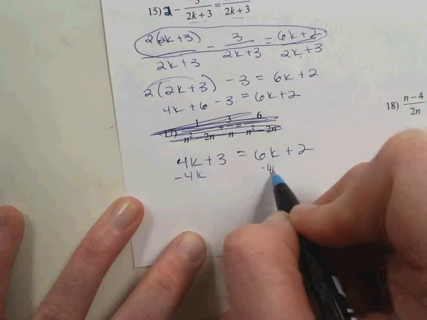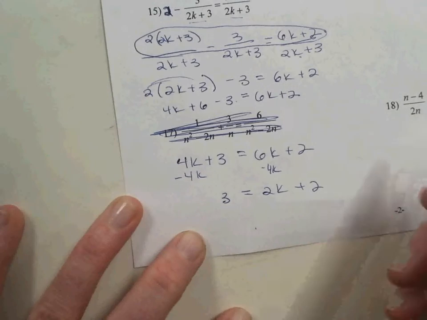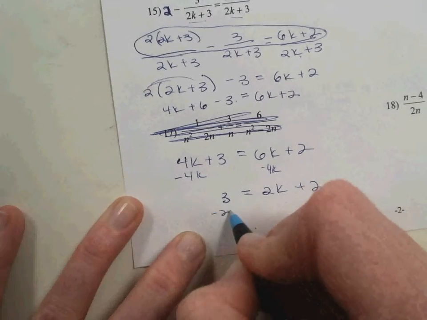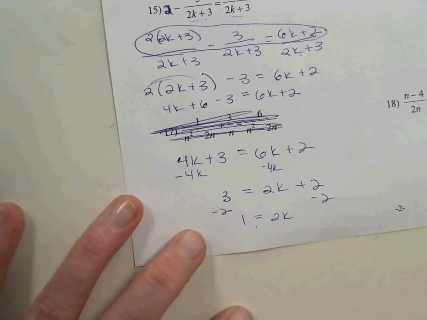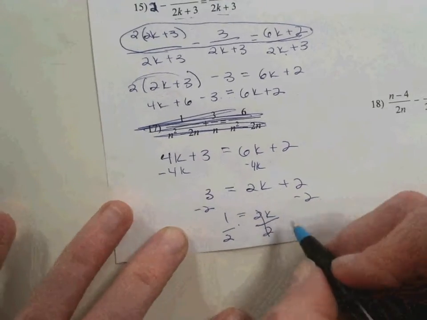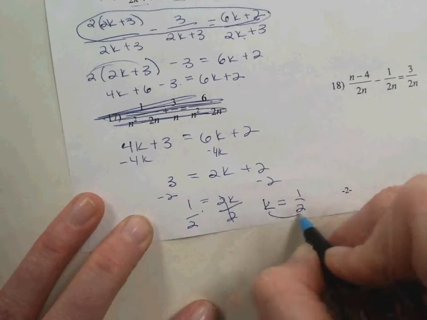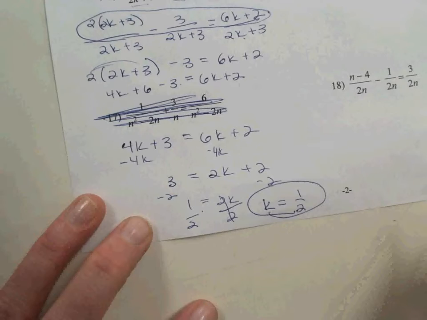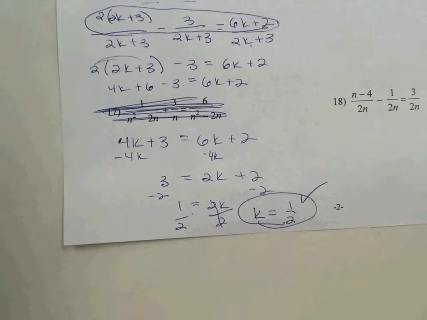Subtract 4k. 3 equals 2k plus 2. Subtract 2. 2k equals 1. Don't forget to divide by 2. A lot of people make a crazy mistake right there and say k equals 2, but k equals 1/2. And then I plug that back in. 2 times 1/2 is just 1, 1 plus 3 is 4, so it does not equal 0. It is not extraneous. It's a good solution.